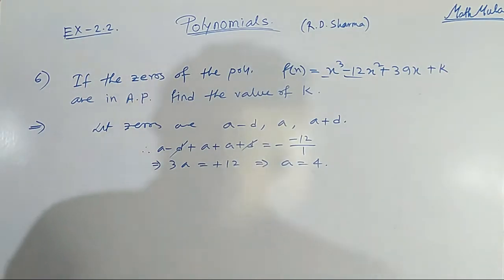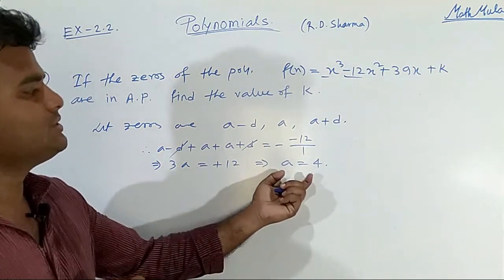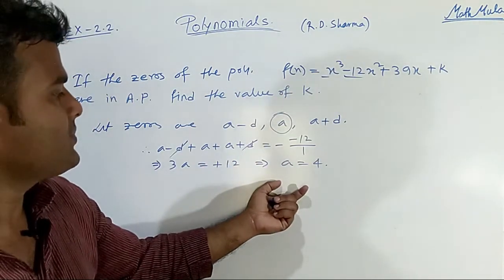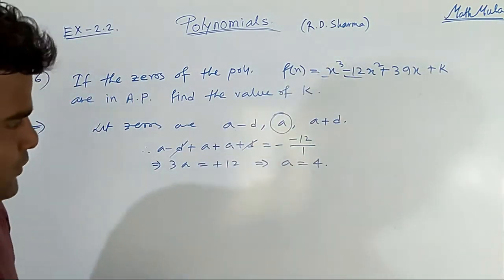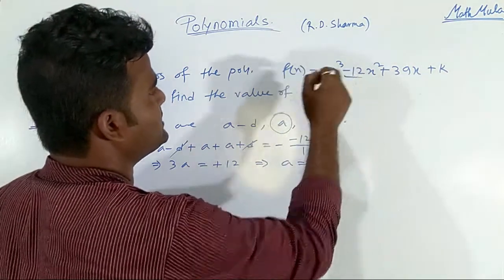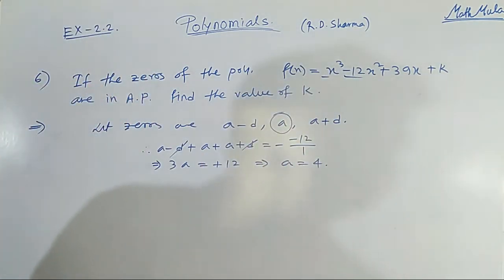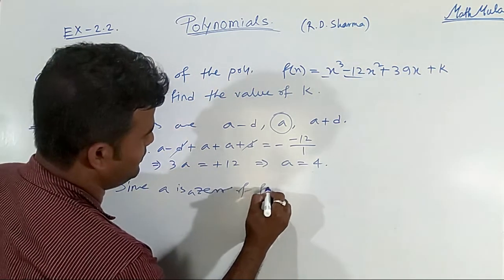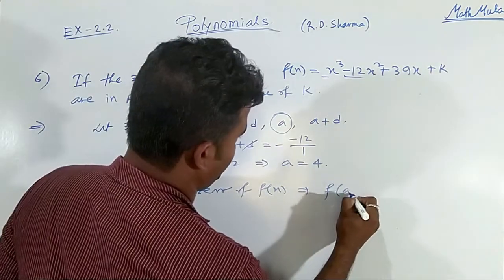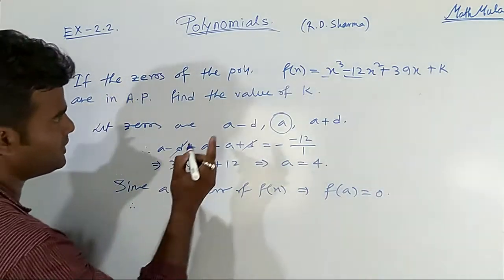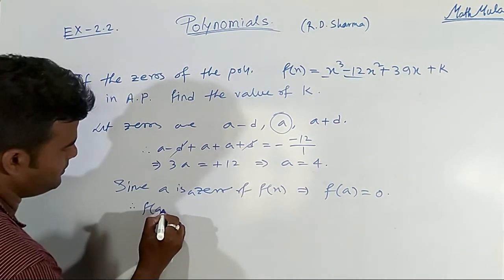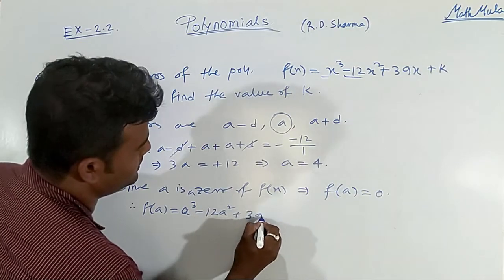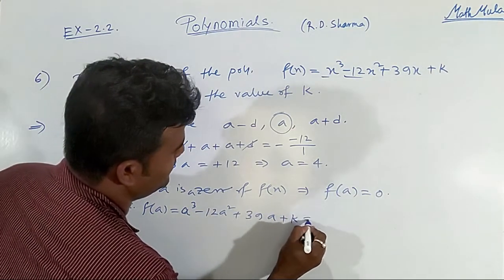Now I got the value of a equals to 4. a is a zero of this polynomial, the second zero of this polynomial. So a will satisfy this equation. That means if we put the value of a in this equation, then the value of this equation will be 0. Since a is a zero of f of x, that implies f of a equal to 0. Therefore, if we put the value of a, that means f of a equals to a cube minus 12a square plus 39a plus k equal to 0.